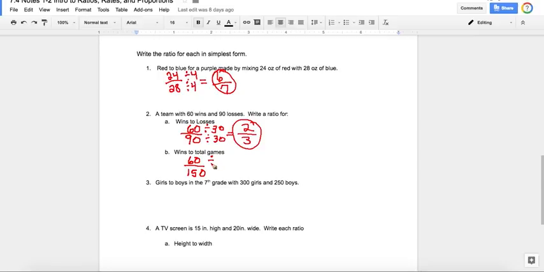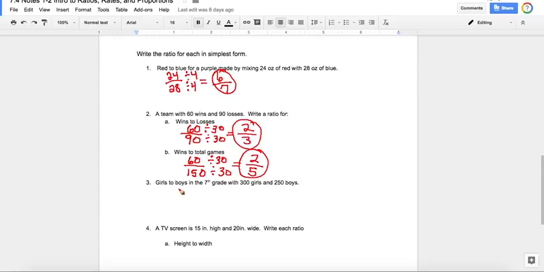So now I know I can divide by 30 once again. And 60 divided by 30 is 2. And 150 divided by 30 is 5. So the ratio of wins to total games is 2:5.